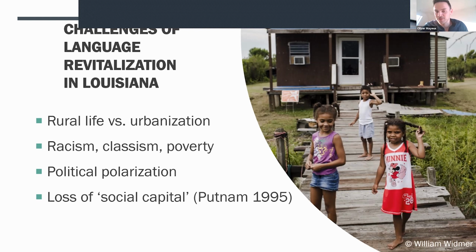This is a certainly evolving situation, which means it's actually really difficult to speak to your neighbors in Louisiana, because a lot of the time political problems can get in the way of a social movement. So if we're trying to revitalize a language, suddenly a lot of other political issues can become the focus of attention. And this all comes back to, in a way, this deep problem in the United States, which Putnam talks about in his 1995 book, a loss of social capital.